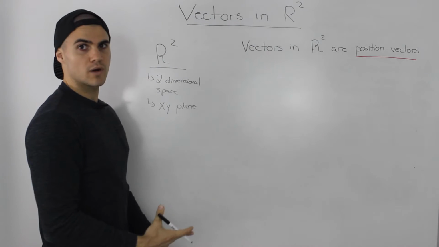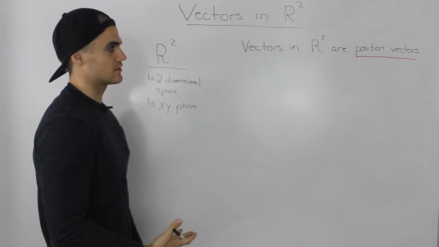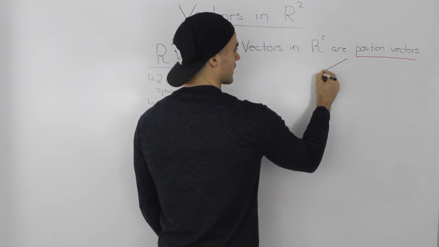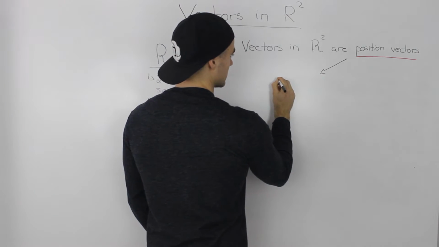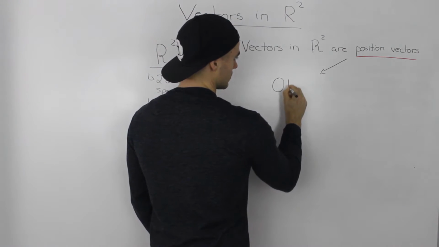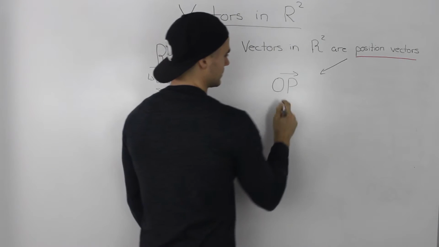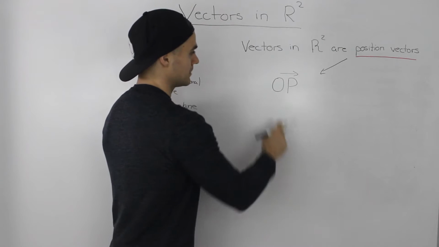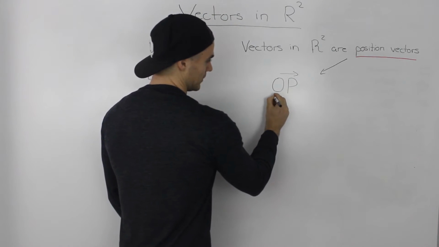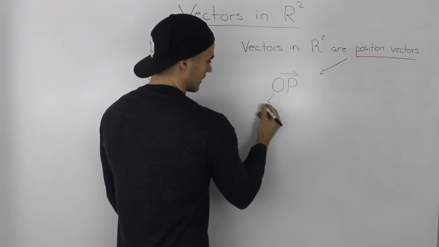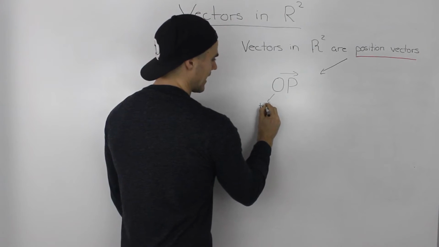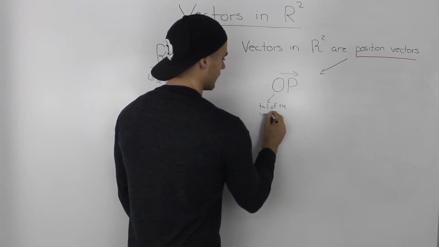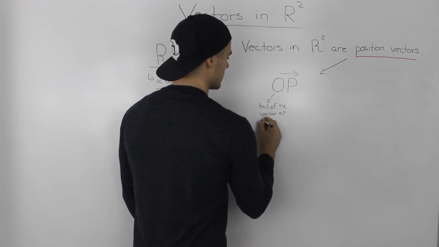Now vectors in R squared are also called position vectors, and they're usually represented by coordinates. So a position vector usually looks something like this, where you'll have this 0 and a P. This P can really be any letter. I just arbitrarily picked P, but the 0 is always there. And what the 0 represents, as we know, is the tail of the vector at the origin.